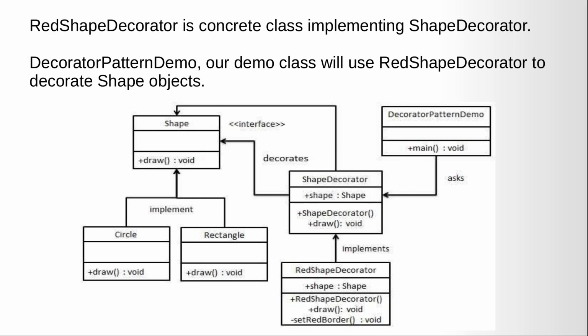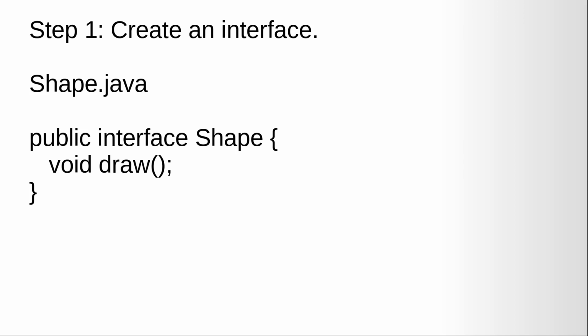At a high level, let's look at the application architecture we are going to implement. A red shape decorator is a concrete class implementing shape decorator. Then we have the decorator pattern demo. Our demo class will use red shape decorator to decorate shape objects. Let's move on to step 1. So let's get our hands dirty.